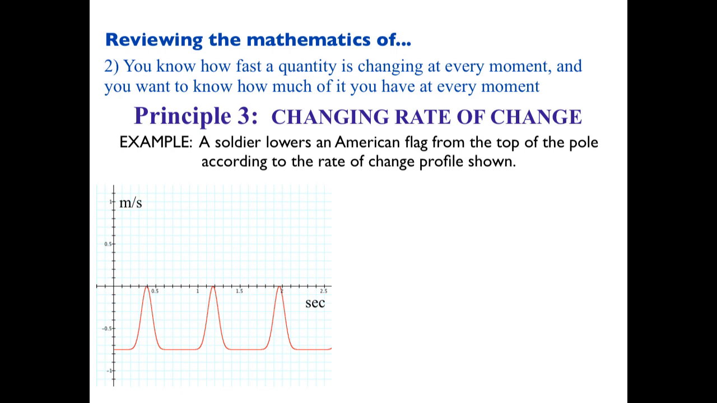So, 30 seconds. Talk to the person next to you. Why does this rate profile make sense for lowering a flag? Why does this rate of change profile maybe make more sense if a person's lowering a flag? Go.